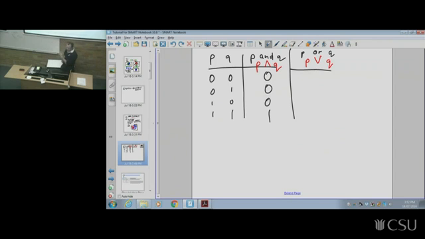Okay, what's the truth table for OR? 0, 1, 1, 1. At least one person knows it. I hope everyone else does. So, that corresponds to the inclusive OR.